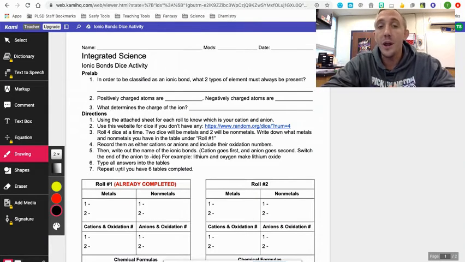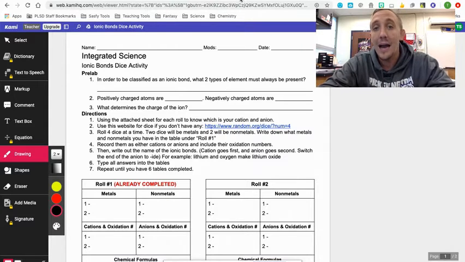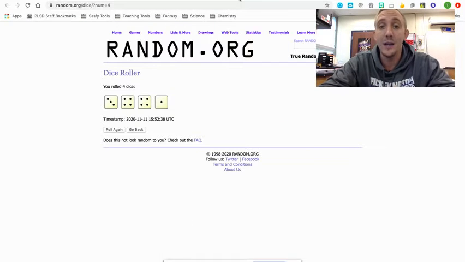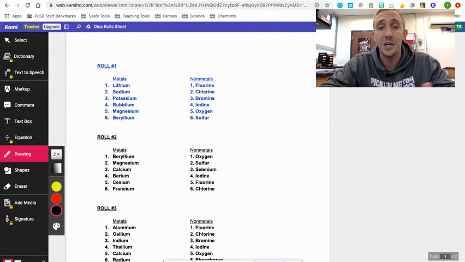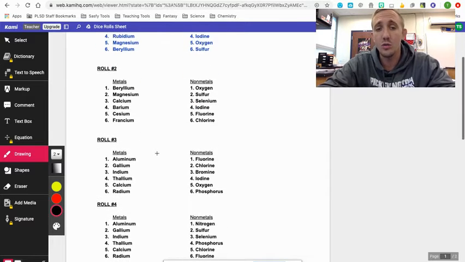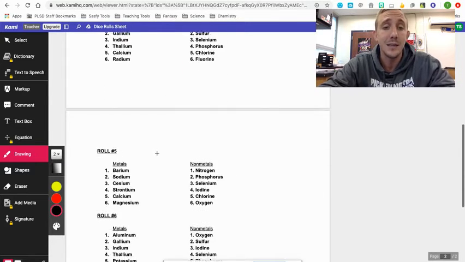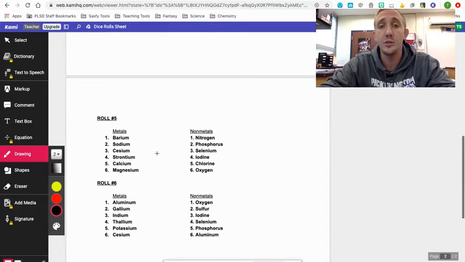What I've done is I have multiple tabs open. I have the dice activity open, and I have the random dice roller, which we get through the link that is attached to your ionic bond dice activity. I also have the dice roll sheet. I'm going to do roll one with you, but you're also going to be using this for each roll that you do.